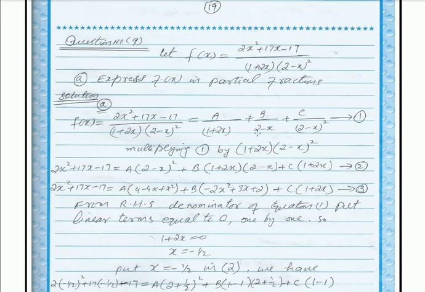For question number 9, let f(x) equal 2x squared plus 17x minus 17 over (1 plus 2x) into (2 minus x) whole squared. Express f(x) in partial fractions.